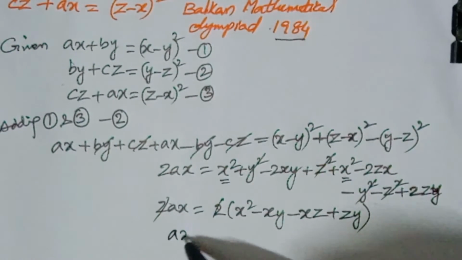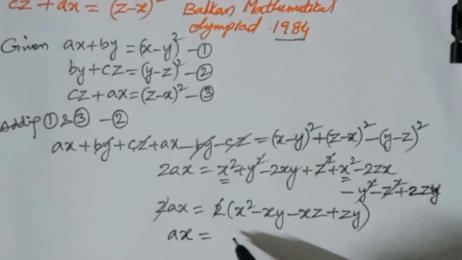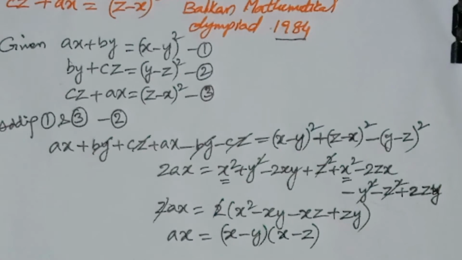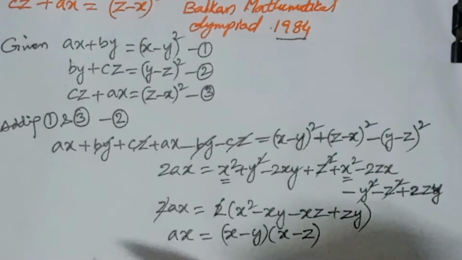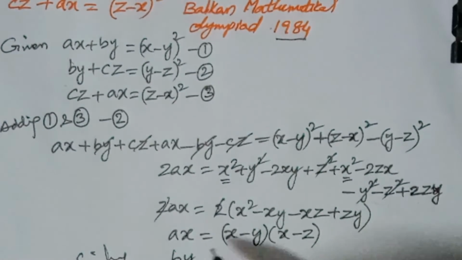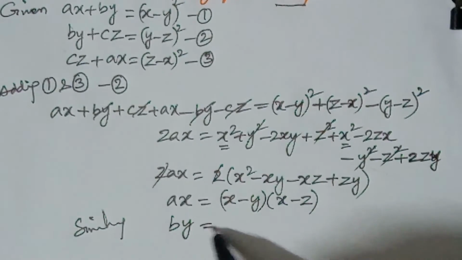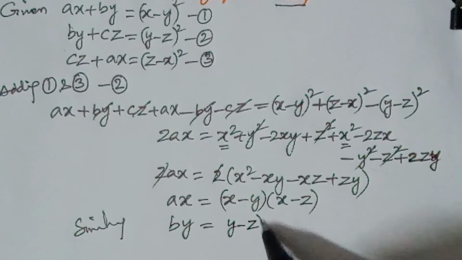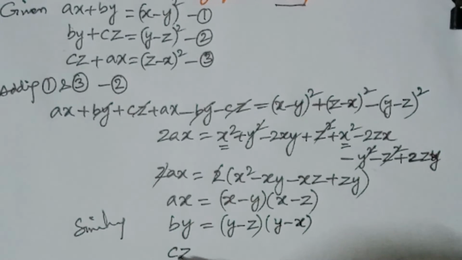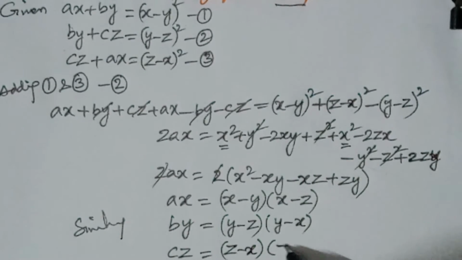You can take factors. Ax is equal to (x minus y) into (x minus z). Similarly, you can write the remaining two also. By is equal to (y minus z) into (y minus x). Cz is equal to (z minus x) into (z minus y).